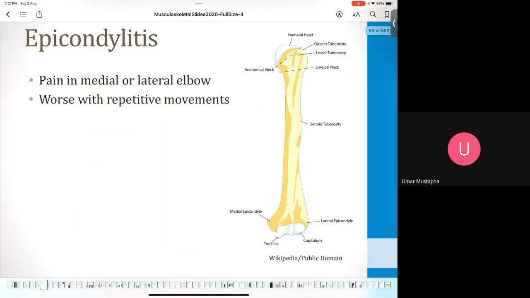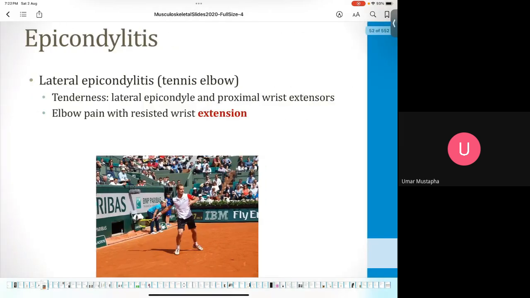So pain on the medial or lateral elbow is going to be seen. If you are using a lot of extensor muscles, lateral epicondylitis is seen. If you are using a lot of flexor muscles, medial epicondylitis is seen, which is due to repetitive movements. Lateral epicondylitis is most commonly seen in those who play tennis, which is why it's called tennis elbow. Which group of muscles do we mostly use in tennis? What do you think?